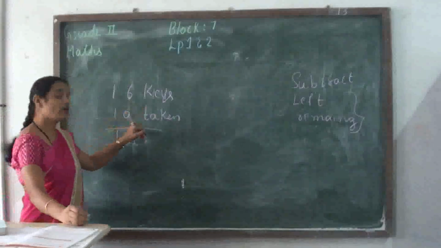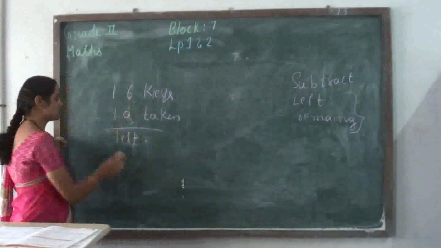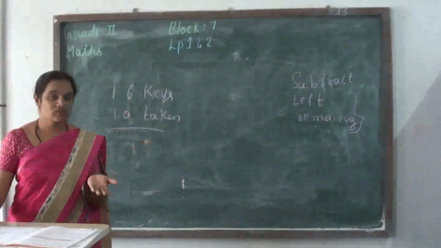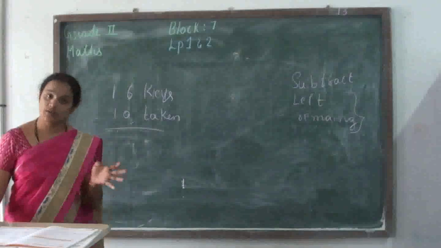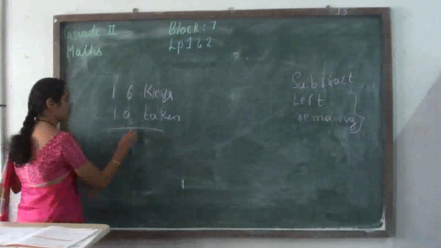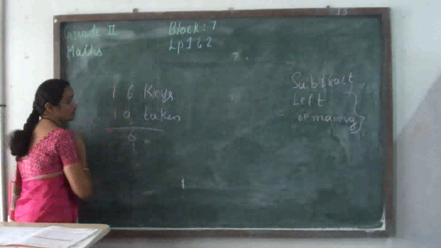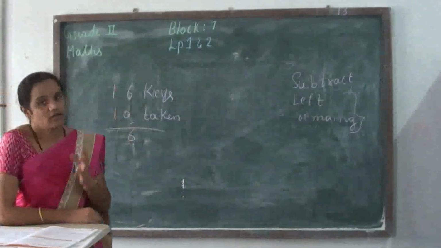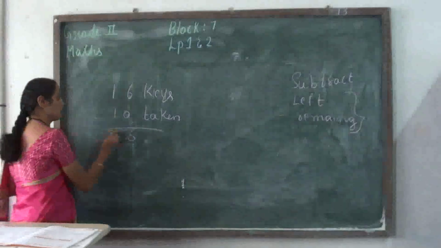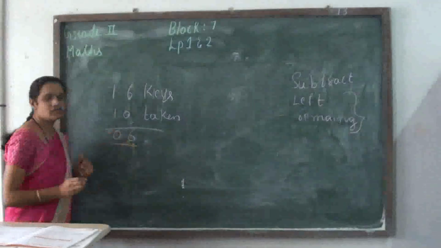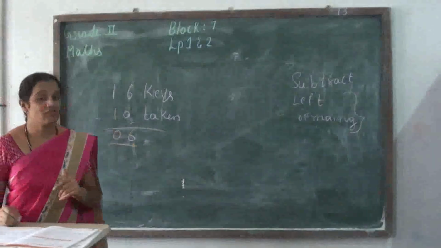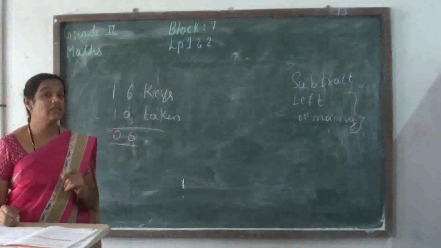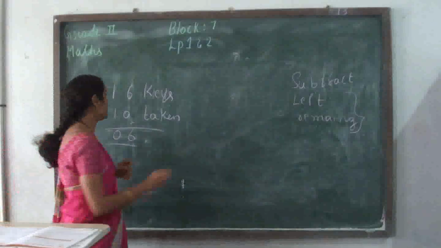6 minus 0 is what? 6 minus 0? Yes, any number if you subtract 0 from it, the number will be the same. 6. And 1 minus 1 is? 1 minus 1? Yes, this is also 0, isn't it? So the remaining is, how many keys were left there? Only 6. But here you have to do it with the statement. Keep this in your mind.